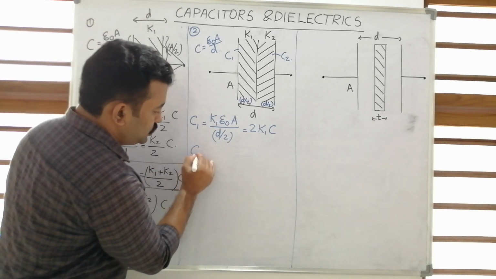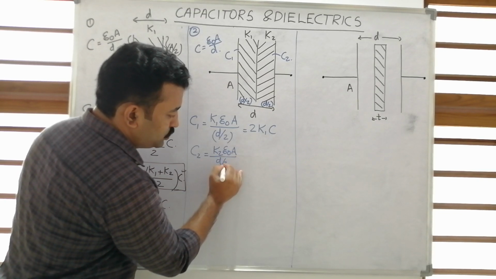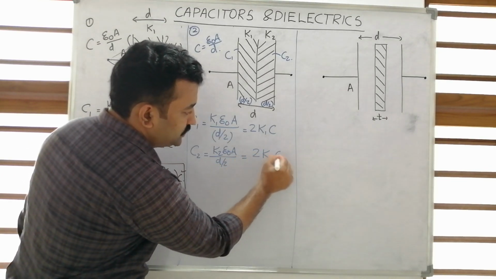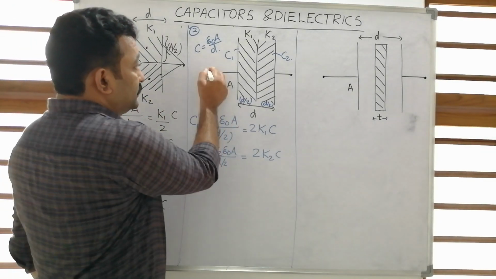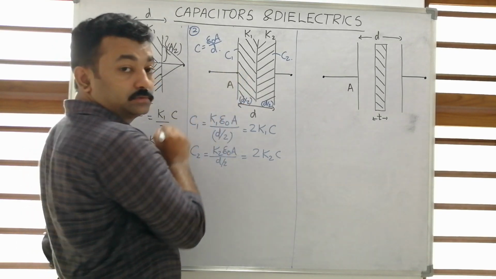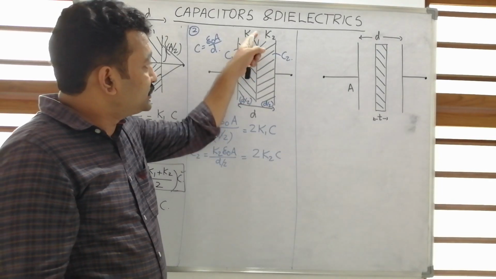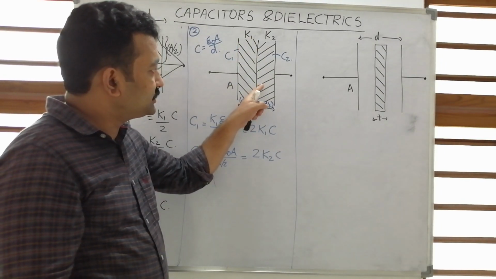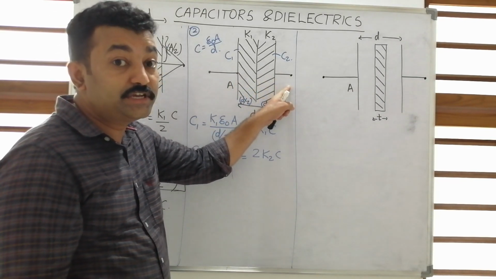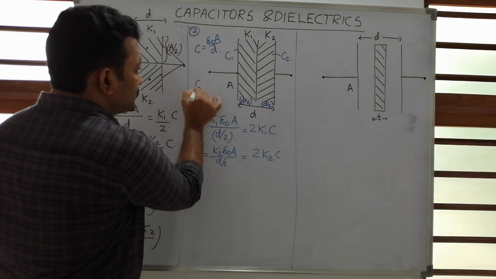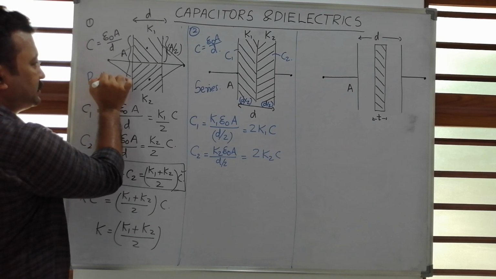Similarly, C2 can be K2 epsilon 0 A divided by d by 2, which becomes 2 K2 C. Look at the arrangement, how they are connected. This terminal is connected to this plate and that is not connected to the second one. And the second plate of the first capacitor is connected to the first plate of the second capacitor. So this kind of connection is known as a series connection. So this is a series connection and this is a parallel connection.